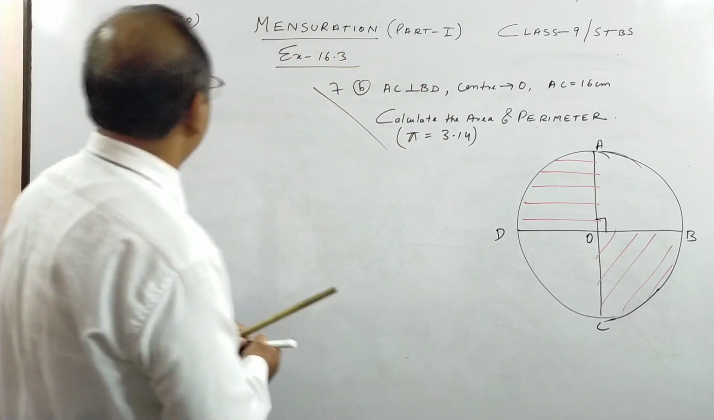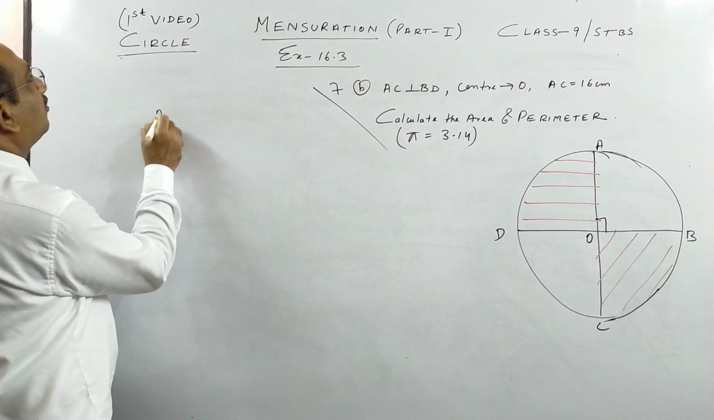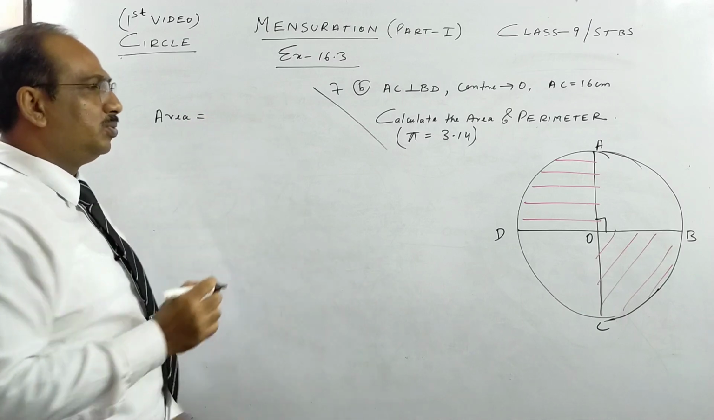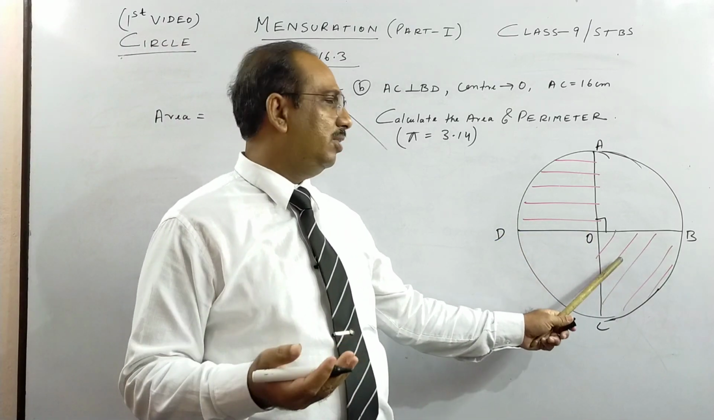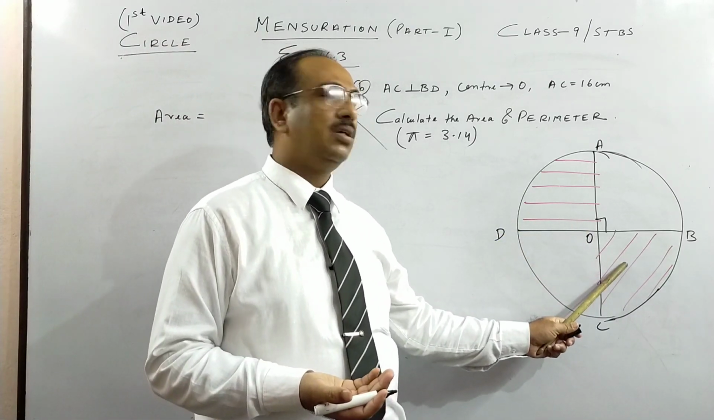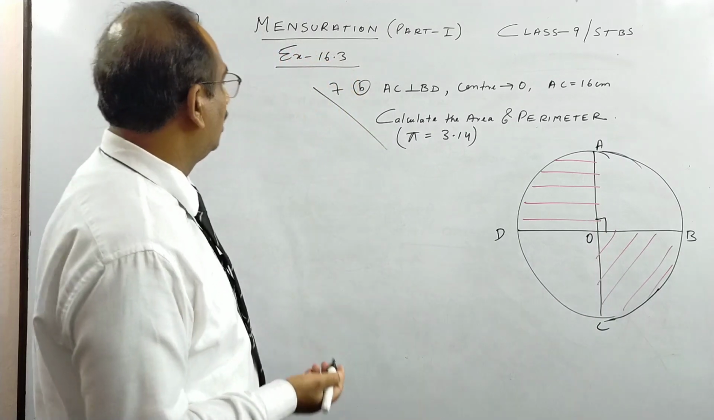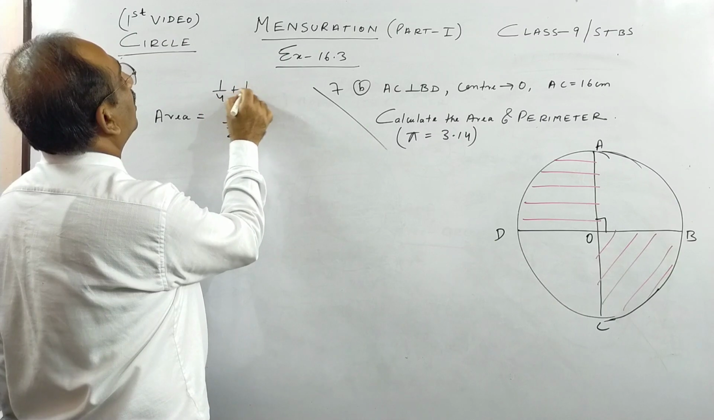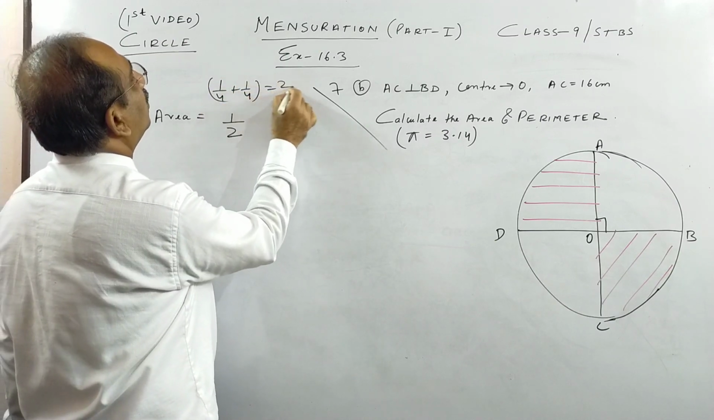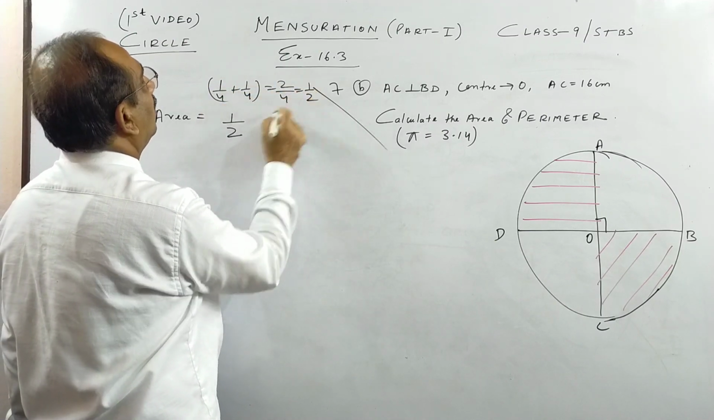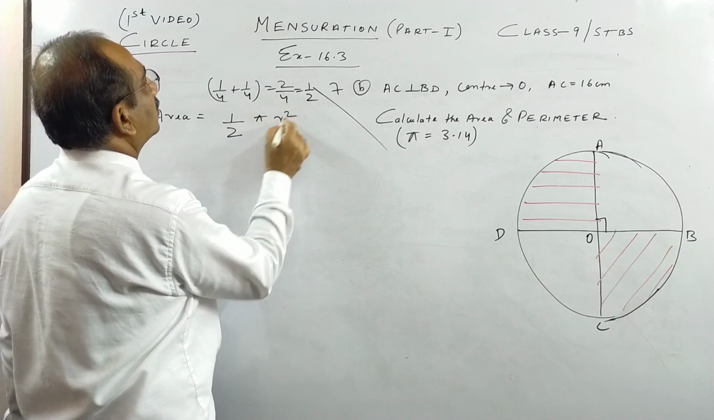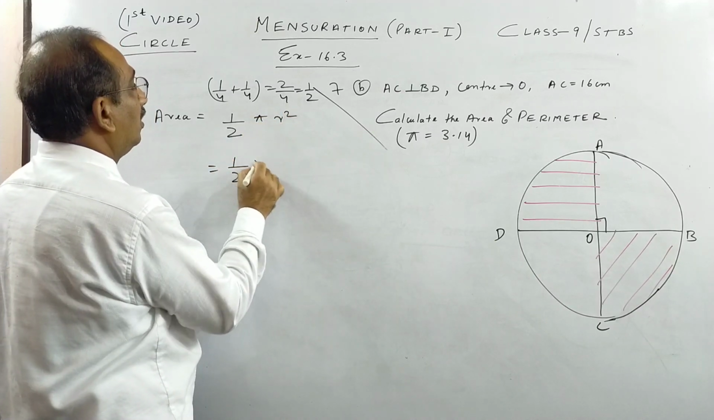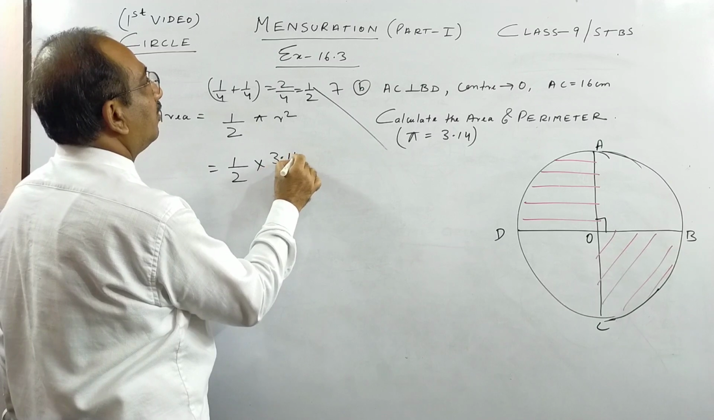So area will be easier, children. So here I am doing area, if you see, children. So these two areas, if you add, children, it will give you half of the circle. So this is 1/4 plus 1/4. So area is half. You can add 1/4 plus 1/4. So you get 2 by 4, which is half. So half pi r square. Half pi, children, is 3.14.